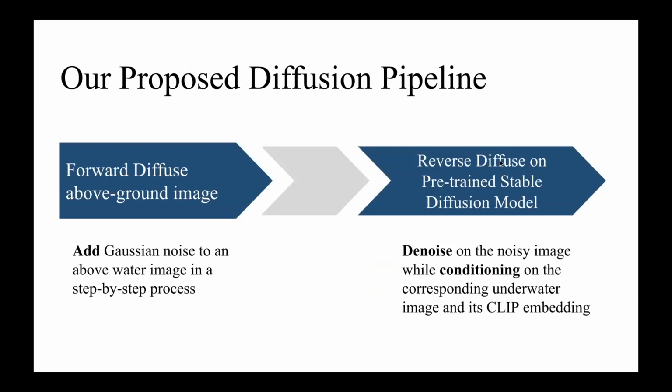So for our proposed diffusion pipeline, we first perform forward diffusion on an above ground image, and this is done by adding Gaussian noise in a step-by-step process. And then we perform reverse diffusion with our model, where we denoise that image while conditioning on the underwater image and its CLIP embedding.